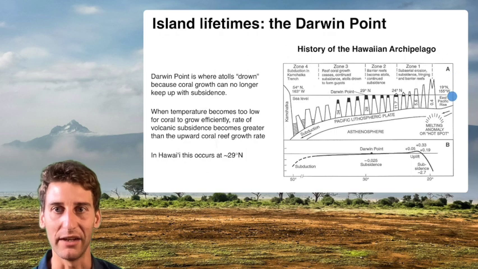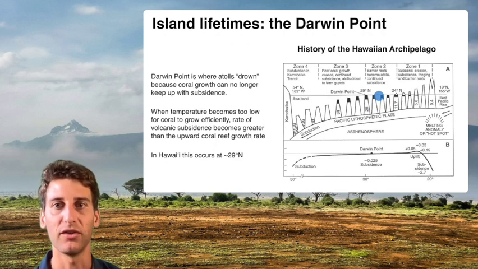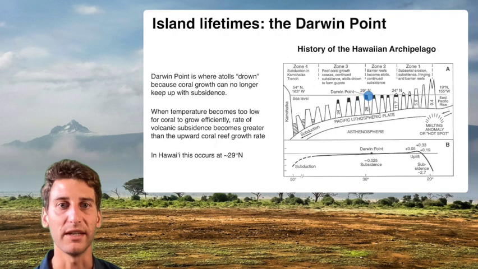So just to track the island journey over here, there's this first zone where you're building your barrier reef. Here the island is exposed above the surface. You can still see the remnants of the extinct volcano. And then there's a second zone where all the volcanic parts are submerged. You have this atoll that's starting to form, and all is good up until the Darwin point. And for the Hawaiian archipelago, this is around 29 degrees north.